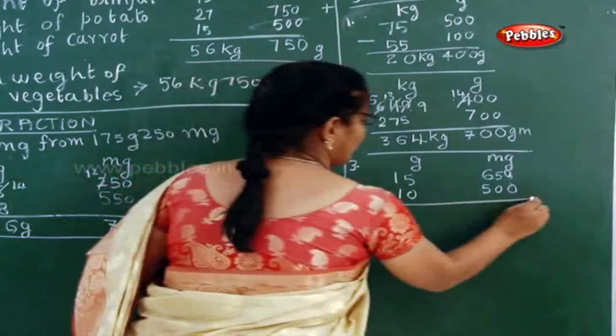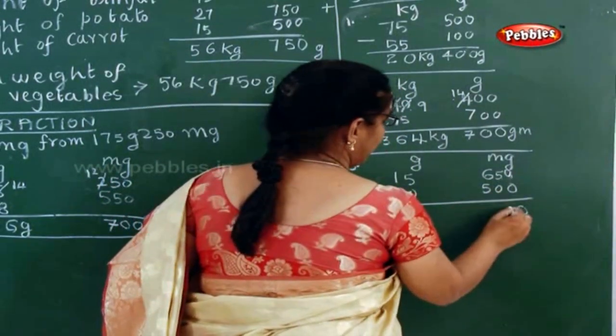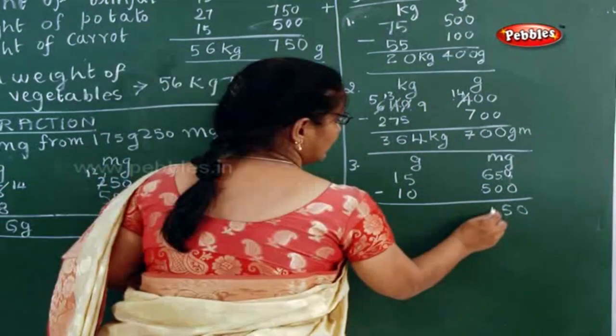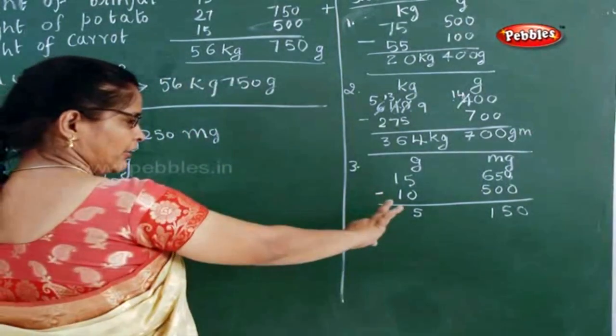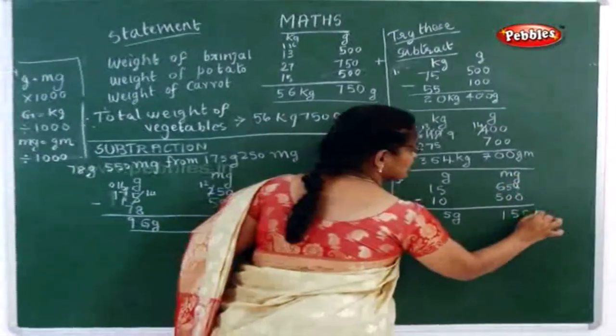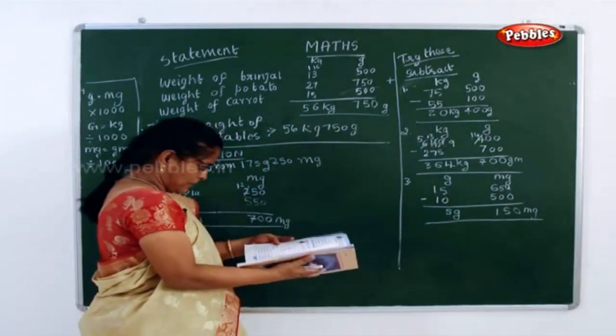Now what do you have to do here? Minus. What is 0 minus 0? 0. 5 minus 0? 5. 6 minus 5, 1. 5 minus 0, 5. So what do you have to do? Just leave it off? No, you have to take this gram, then this mg should be written. So this is how you have to do your subtraction.